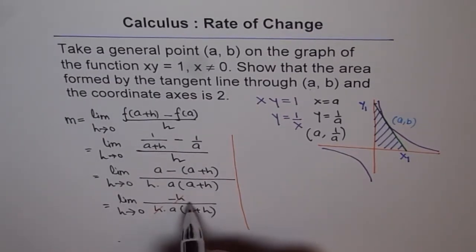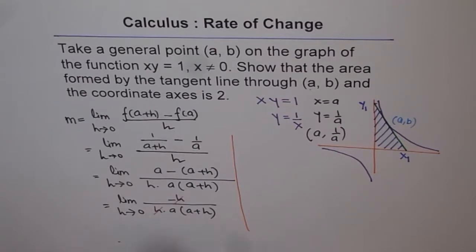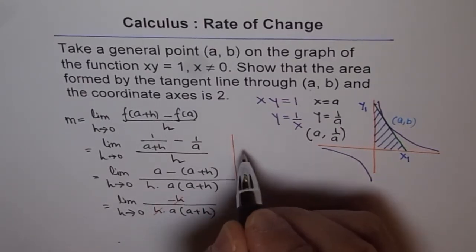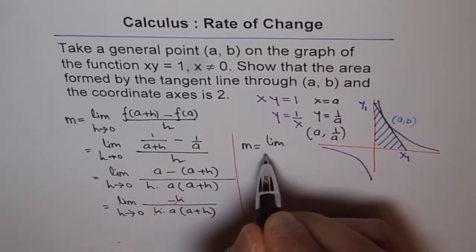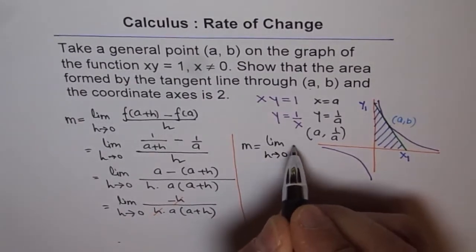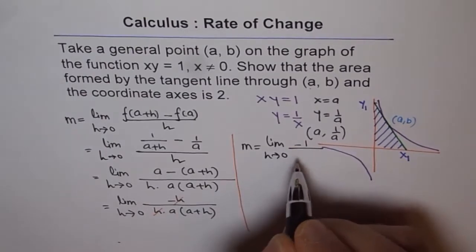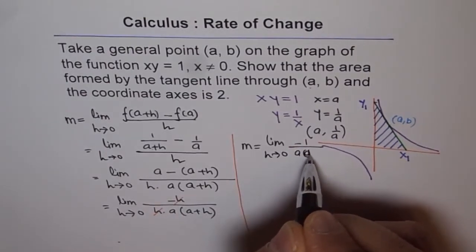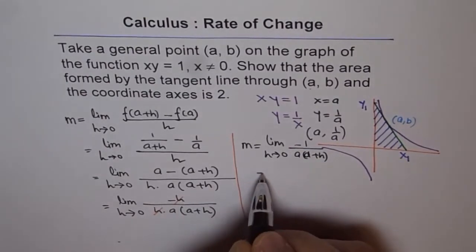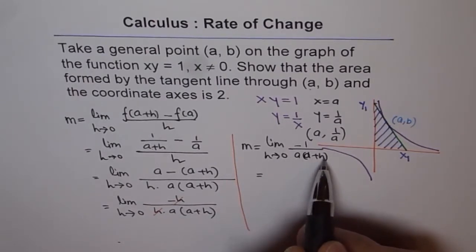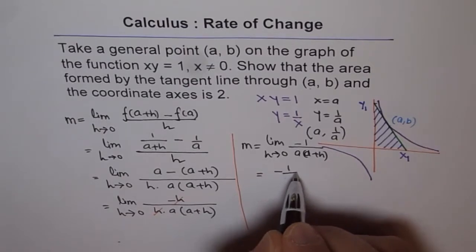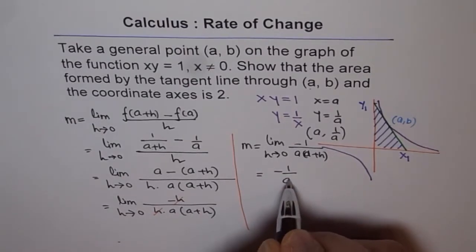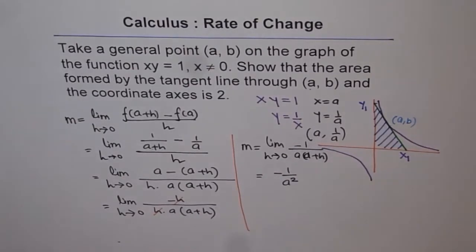So we have minus 1 in the numerator, and we get m equals the limit as h approaches 0 of minus 1 over a times a plus h. Now we can plug in h equals 0, and what do we get? We get minus 1 over a times a, which is a squared. So this is the slope of our tangent line.